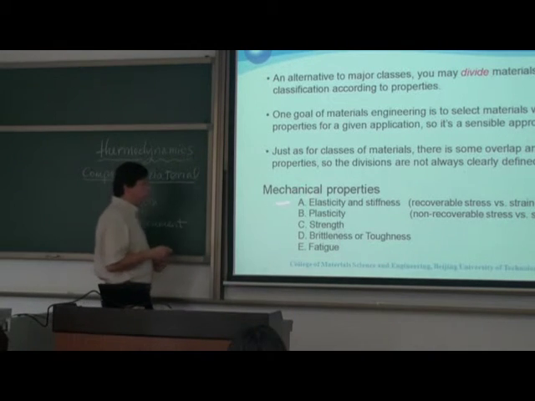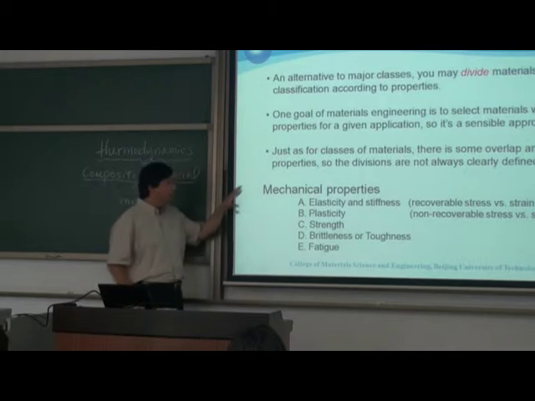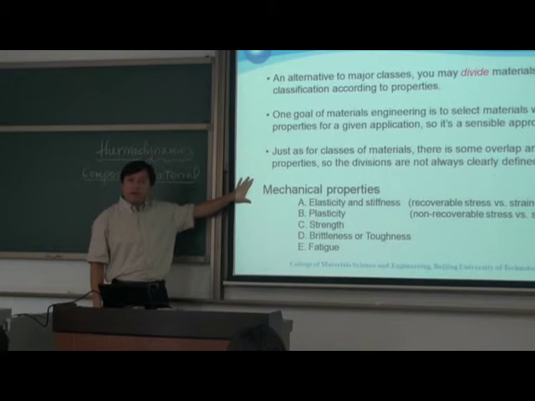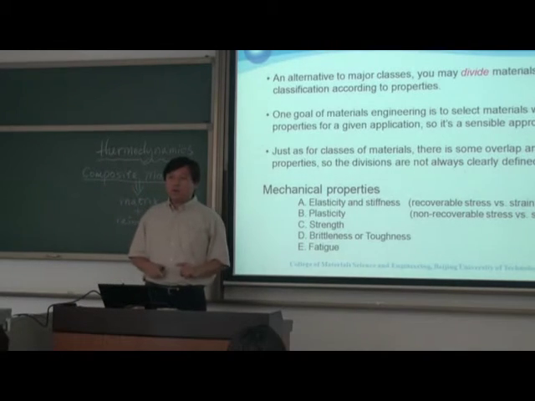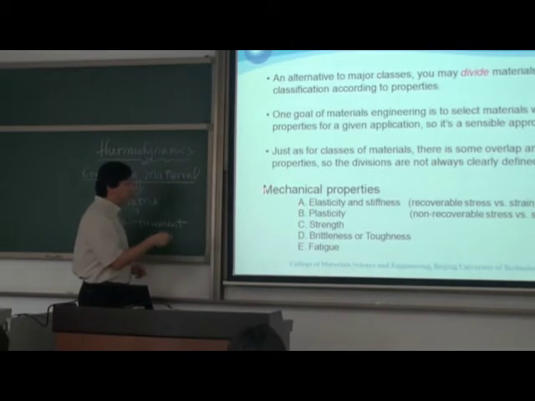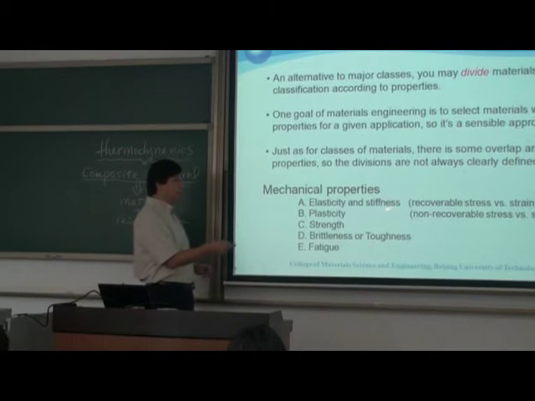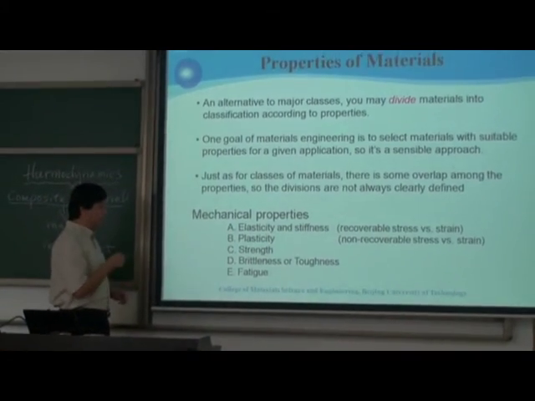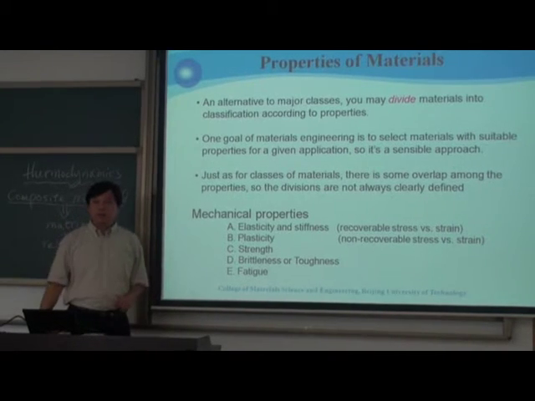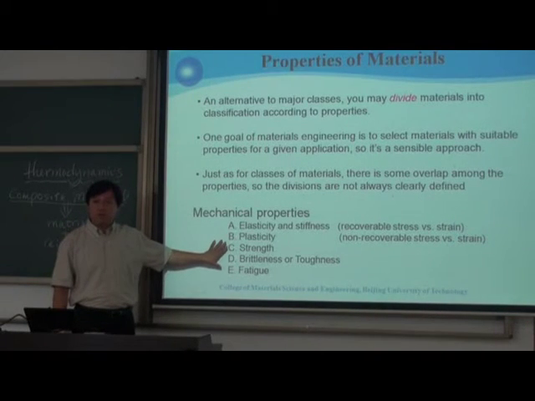For example, we can divide material into those with satisfactory mechanical properties. Now, what do mechanical properties include? These mechanical properties include elasticity and stiffness, plasticity, strength, brittleness and toughness, fatigue. These are all mechanical properties.